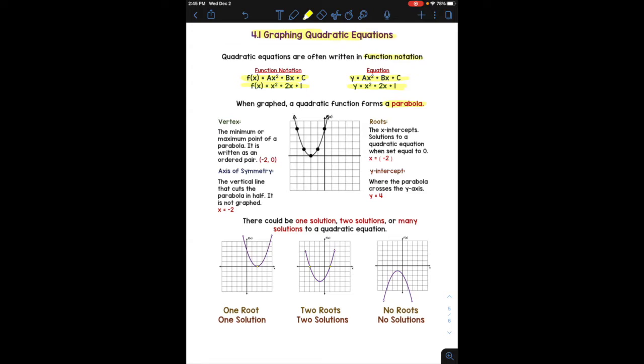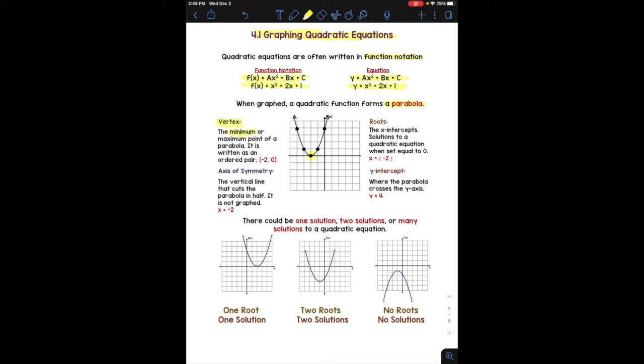The first thing is the vertex. The vertex is the minimum or maximum point of a parabola. It is written as an ordered pair. In this case, on the coordinate plane, the vertex for this parabola would be that point all the way at the bottom of that U shape. That would be our vertex, and we would describe it as the ordered pair -2, 0. Since it's at the bottom of the parabola, we would call that the minimum point. If this parabola was upside down, we would call it the maximum point because it would be the highest point of the function.